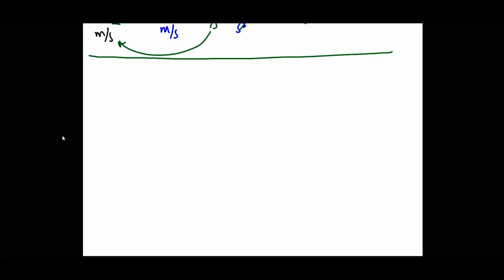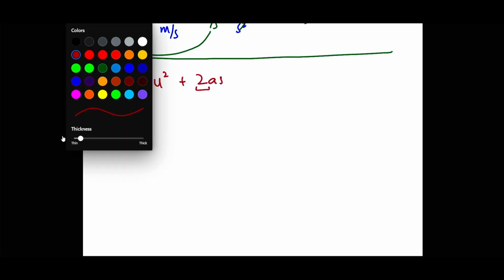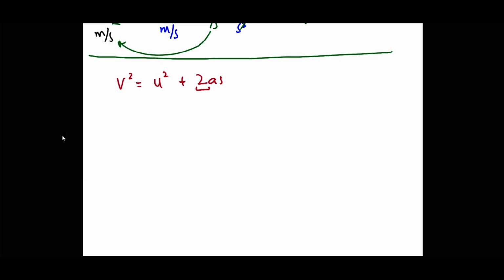So again, this equation is a part of your course, but for the sake of this lesson, you're not required to understand what the equation represents. So V square equals U square plus 2AS. Now this 2, since it's a constant, does not have a unit. We are going to ignore it, right? It will not participate in the homogeneity check.